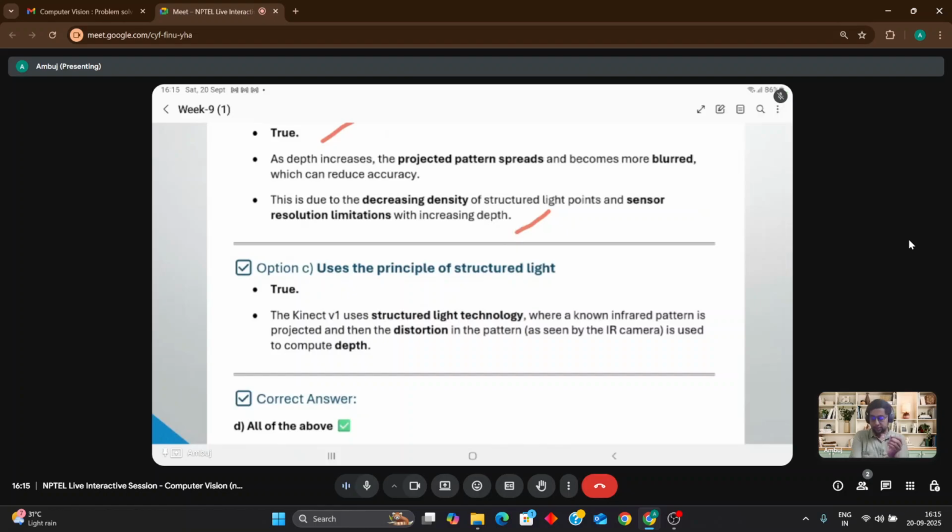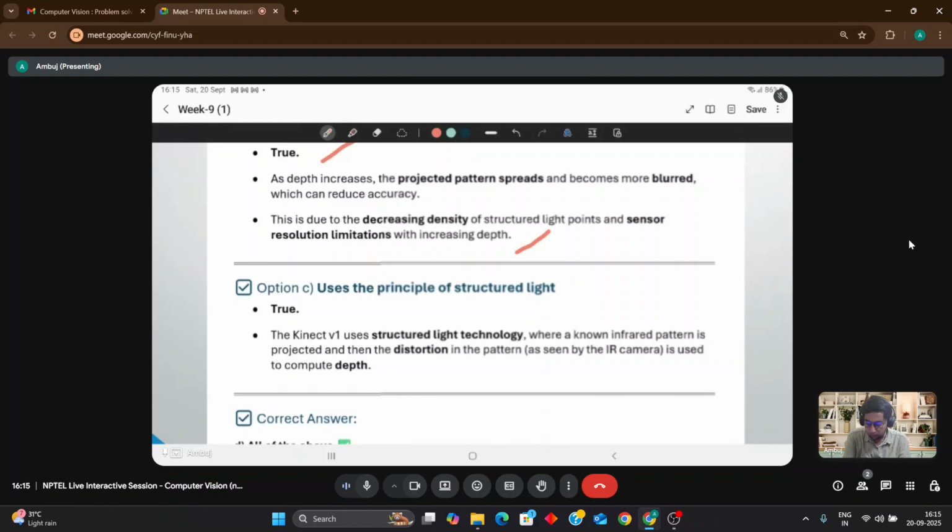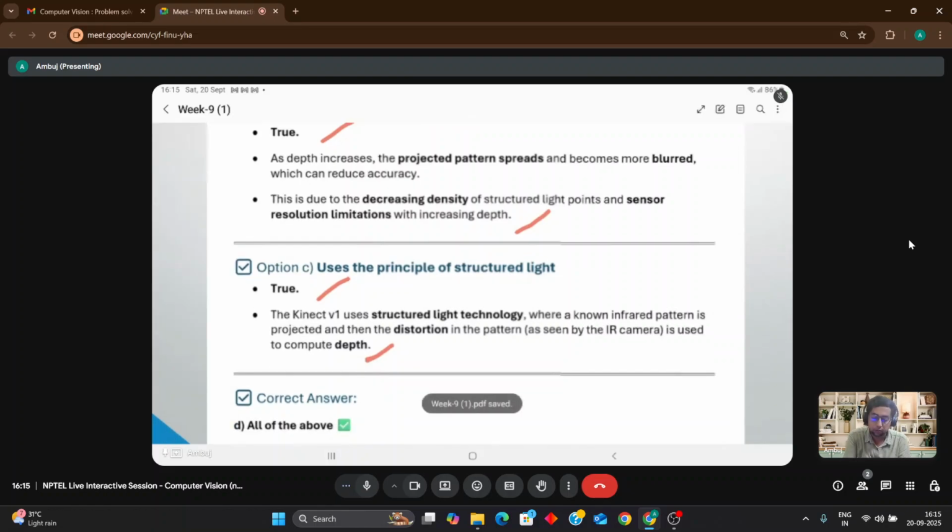So yes, all three statements are true. A, B, and C, all these statements are true. Hence, the correct option will be all of the above.